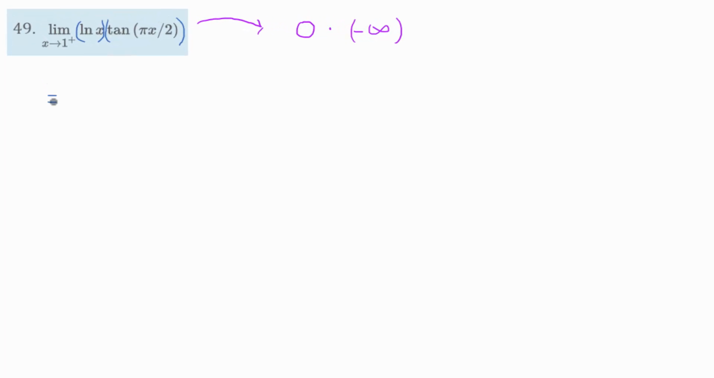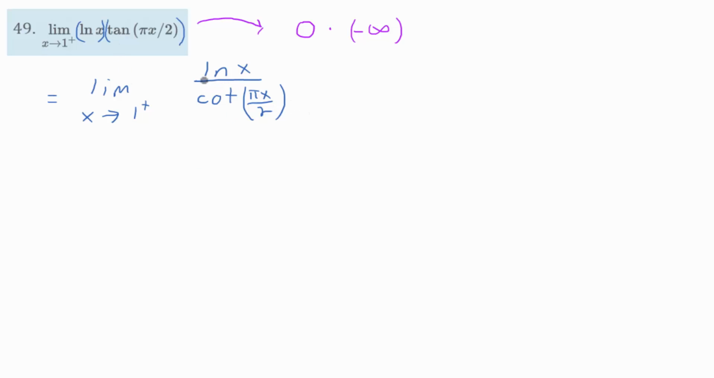So let's rewrite this thing. The limit as x approaches 1 from the right, I'm going to put the tangent on the bottom. The way I'm going to do that, I'm going to rewrite this as the natural log of x, and then on the bottom, that'll become 1 over tangent of pi x divided by 2. But that's the same as cotangent of pi times x divided by 2. So multiplying by tangent is the same as dividing by cotangent, right? So that's how I got that.